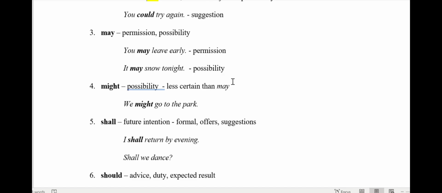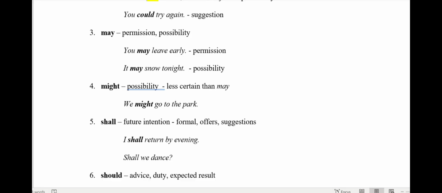The following verb is might. Might again speaks about possibility, but less certain than may. So may is a stronger word and might is a less strong word. What comes first? First is may, following is might. We might go to the park. That is, there is a possibility, but the possibility is not very accurate.